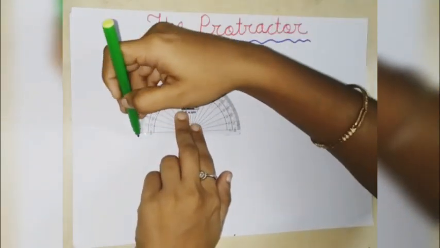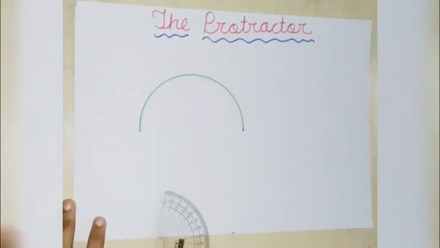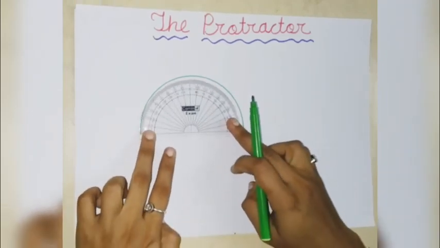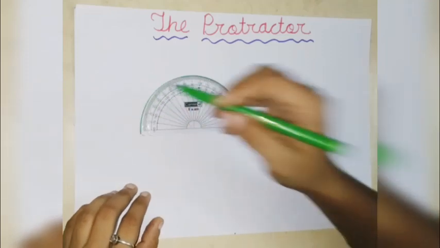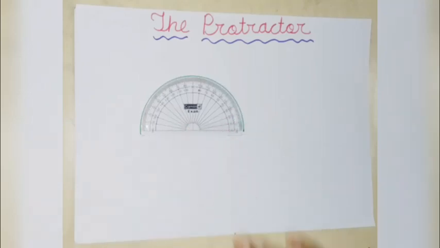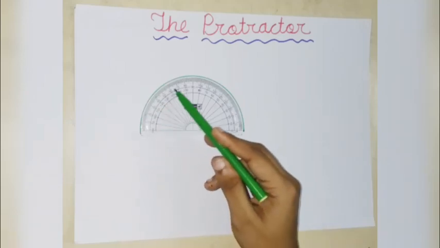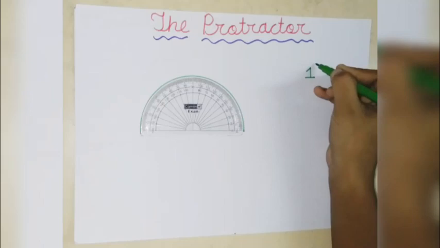Here you all can see, if I draw this, it will be a half circle. Half circle means semi-circle. The semicircular edge of a protractor is divided into 180 equal parts. A complete circle is 360 degrees. So 360 divided by 2, the half circle, the semicircle will be 180 degrees. This semicircle is divided into 180 equal parts. Each part is 1 degree. 1 degree is written as 1°.